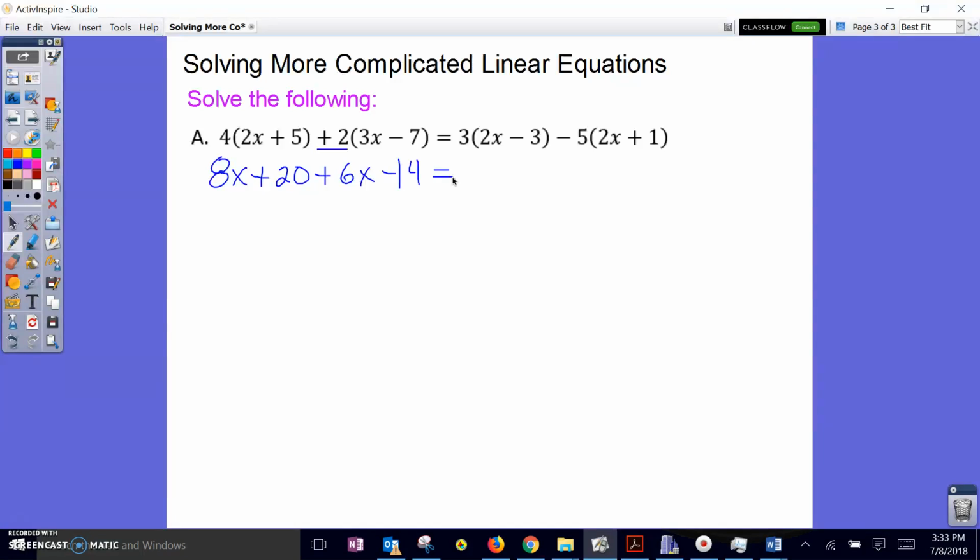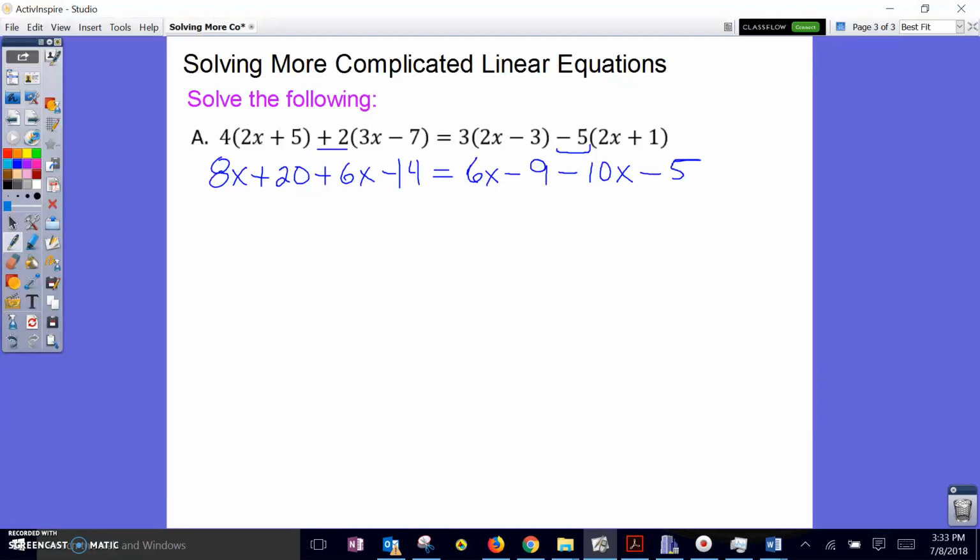And that's equal to, and now we'll distribute the 3. 3 times 2x gives us 6x. 3 times minus 3 gives us minus 9. And now we've got this minus 5 that we're distributing. Minus 5 times 2x gives us a minus 10x. And minus 5 times a positive 1 gives us a minus 5.